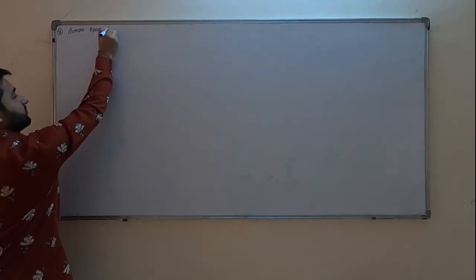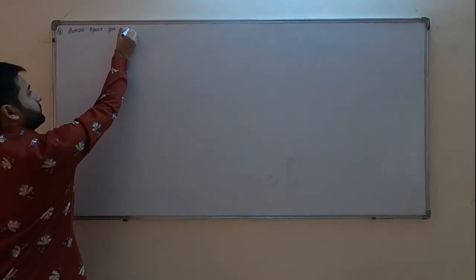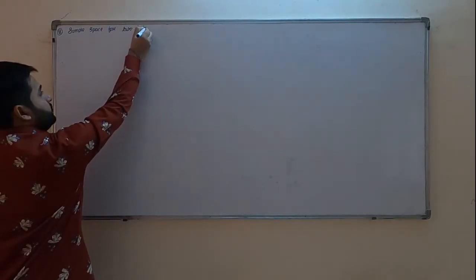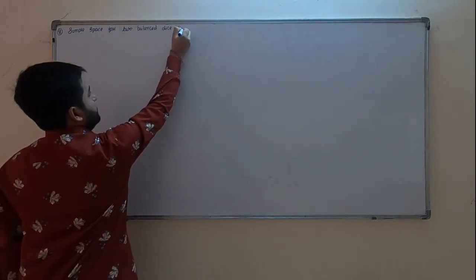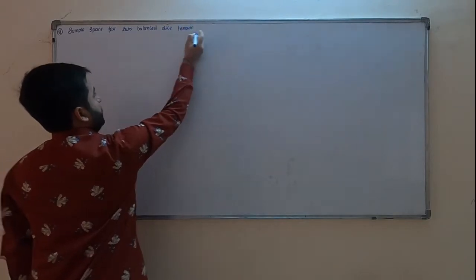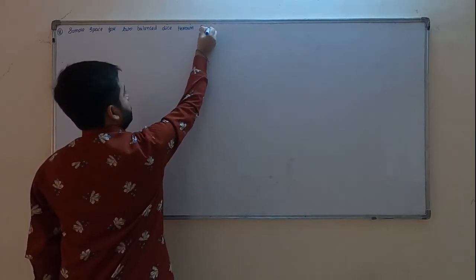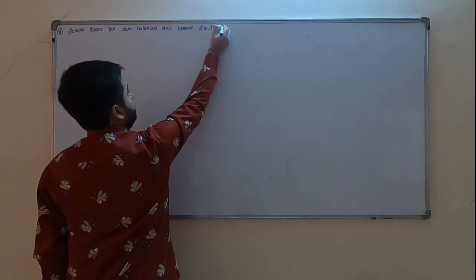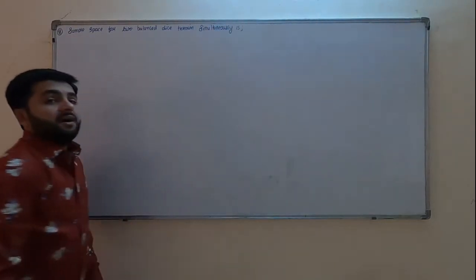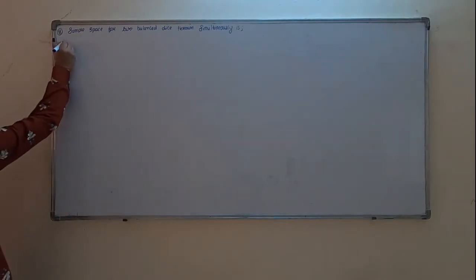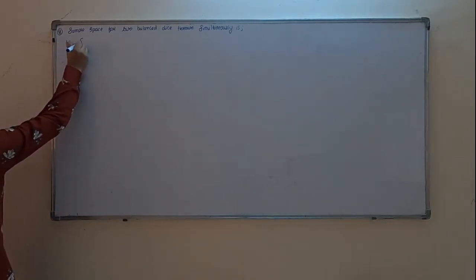So I will write the sample space for 2 balanced dice thrown simultaneously. How to write these 36 elements? Listen here carefully, everyone.